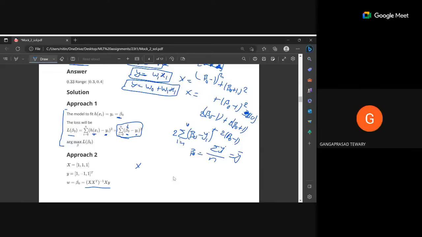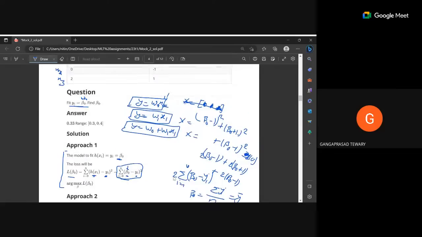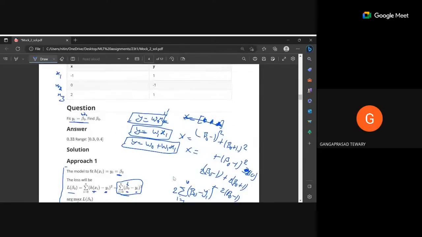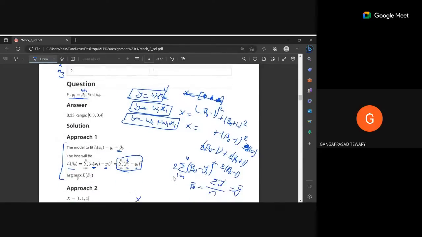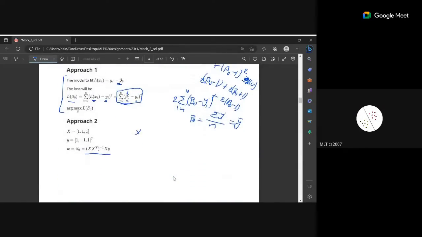You have written these three equations, sir. So you are writing the value of x vector, right? In the first case, you wrote that it is 1, 1, 1. Then what will be in the second case and third case? We are coming to that.